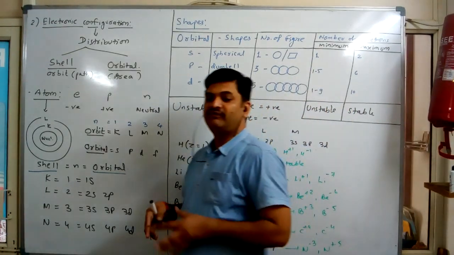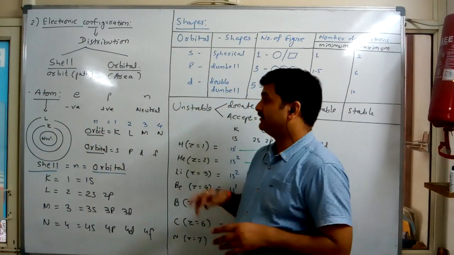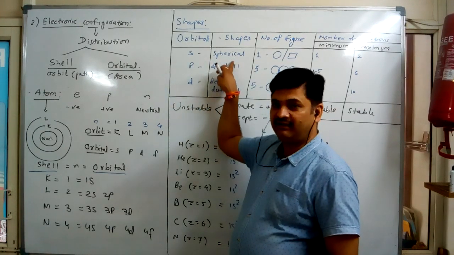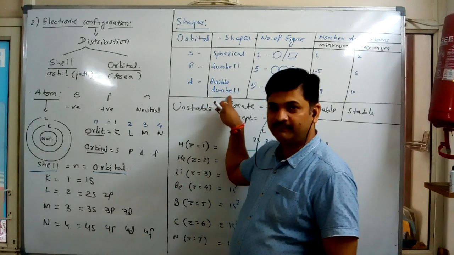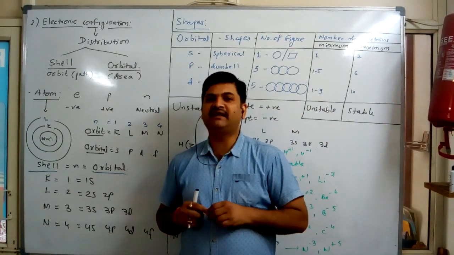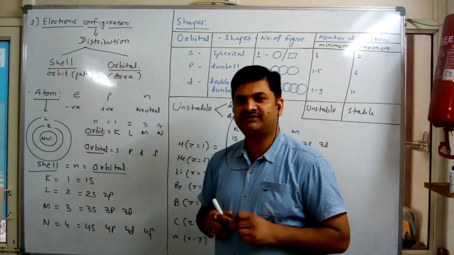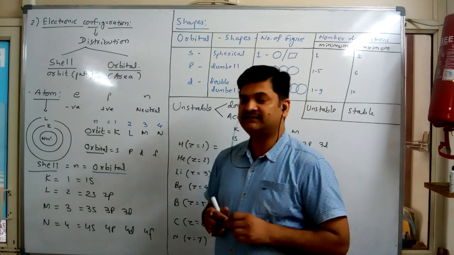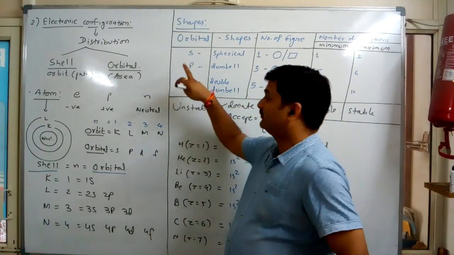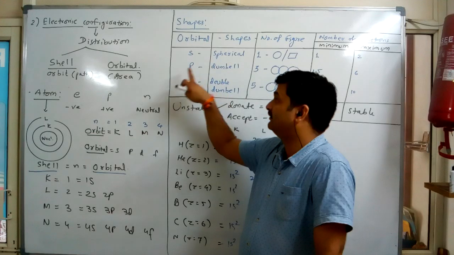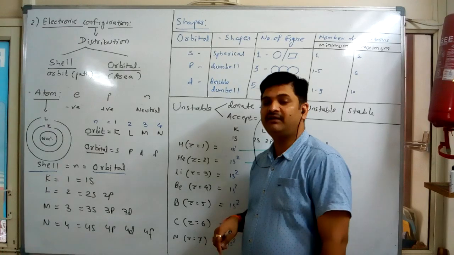Again I am repeating, whenever the motion of an electron takes place, different types of shapes are created. The shape of the S orbital is spherical, the P orbital is dumbbell and the D orbital is double dumbbell. Clear? Whenever we discuss shape, we accept the Cartesian coordinate system. On the basis of the Cartesian coordinate system, the shape of the S orbital will be spherical, the shape of the P orbital will be dumbbell and the shape of the D orbital will be double dumbbell.